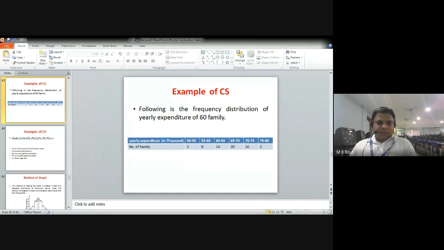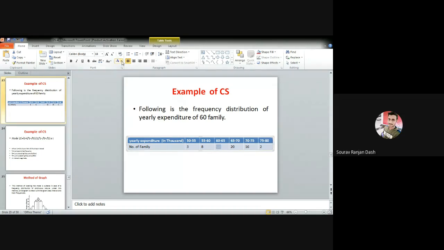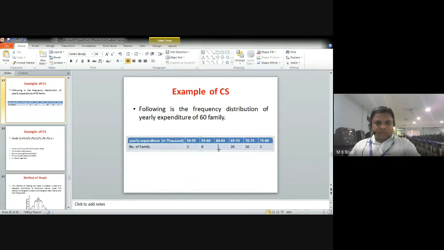I will write here one by one. If you go to this one, which has the highest frequency? 20, sir. Sorry, 20, not 14. Okay, 20 is the highest frequency here, and that belongs to the class 65 to 70.